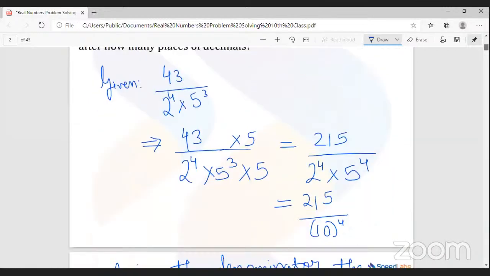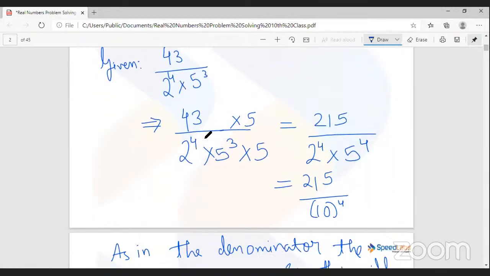Okay, ma'am. What we did was, in the denominator we have to see the power of 10 to identify the number of places of decimal. There were four 2's, but only three 5's. So I multiplied 5 in the numerator and 5 in the denominator, and I got 215 upon 2 raised to the power 4 into 5 raised to the power 4. Now 2 into 5 was 10, so I finally got 215 upon 10 raised to the power 4. As the power of 10 is 4, it will terminate after 4 decimal places.